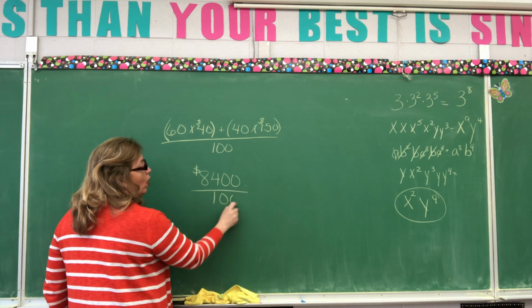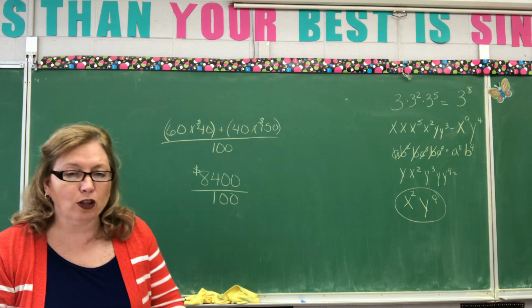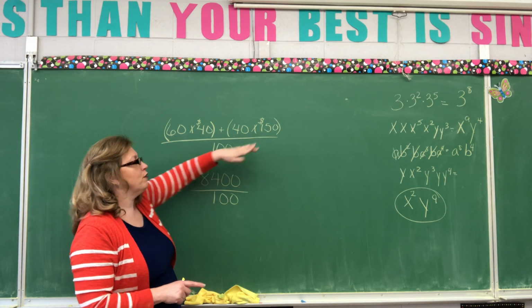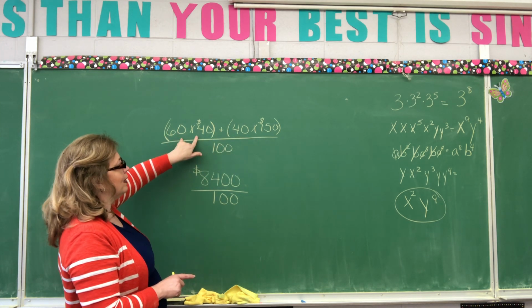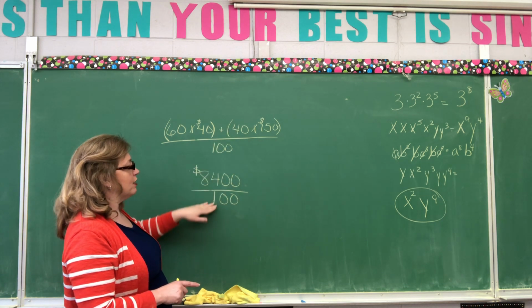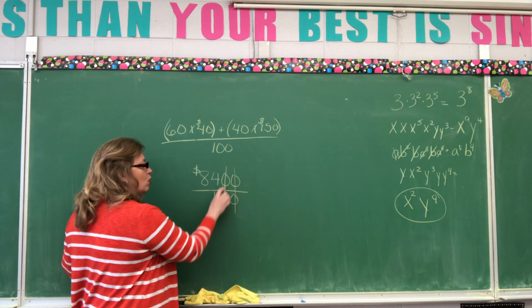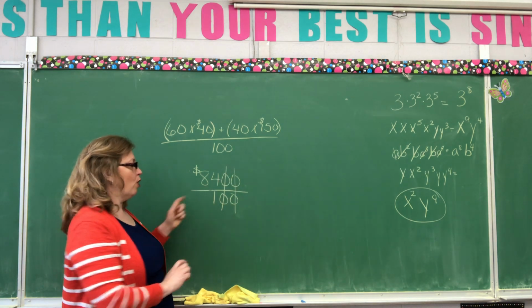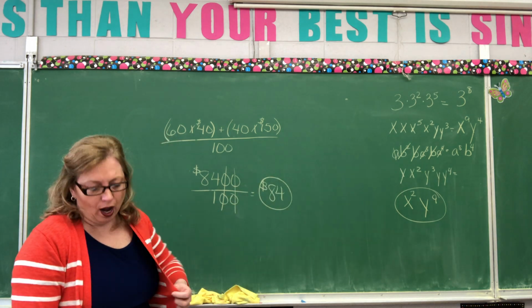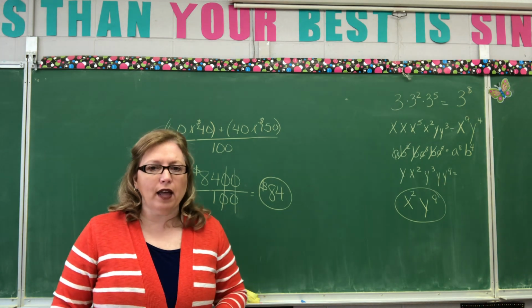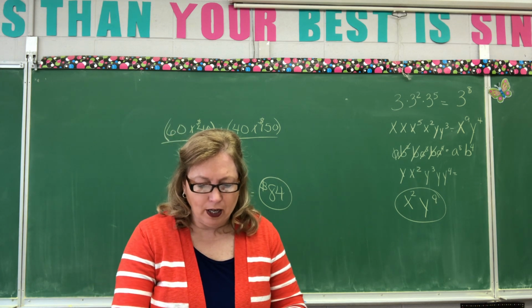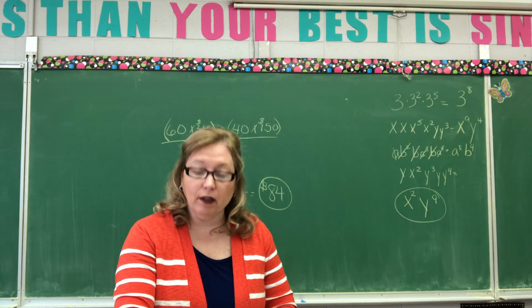And remember, he bought 100 items. How did I get the 100 items? From our story problem. It told us that he bought 60 of the $40 and 40 of the $150. That's where this 100 came from. Now I multiplied this, added them together, and got 8,400. But I have to divide by the 100. So I'm going to mark those off, and look what happens. 84 over 1. So what was the average cost of each item that he bought? $84.